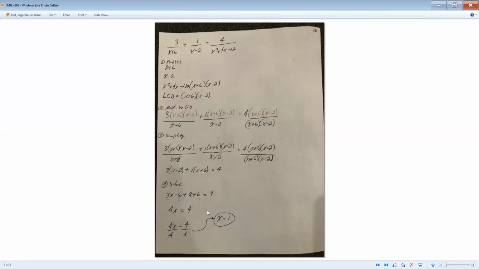From there, we can solve by starting off with our distribution, 3 times x, 3 times 2 is 6, then x plus 6, which is multiplied by 1. So we have 3x minus 6 plus x plus 6 equal to 4. Combining like terms, 3x plus x is 4x, negative 6 and positive 6 will cancel, leaving you with 4x equal to 4. Divide by 4 on both sides, and x is equal to 1.